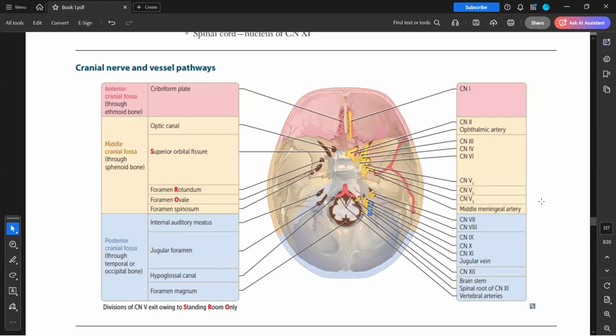Oh, I've heard about neurons, I've heard about cranial nerves, I've heard about the pathways and tracts. So yeah, that's all about it, and that's all for today.